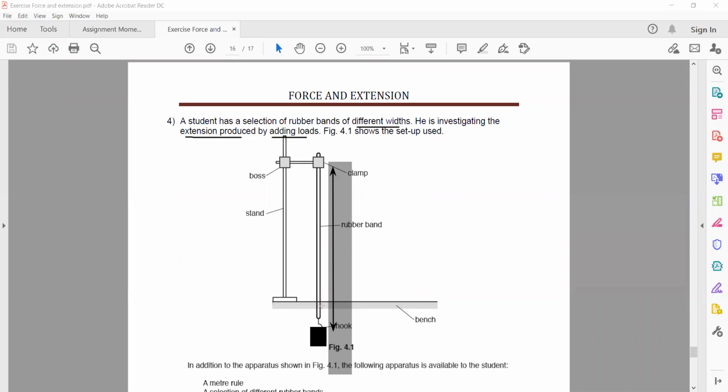When we add a load, the length of the rubber band will change, and we will measure the final length. To calculate the extension, it is the final length minus the original length. And we will repeat the procedure by adding more loads, and with different types of rubber band or different widths of rubber band.